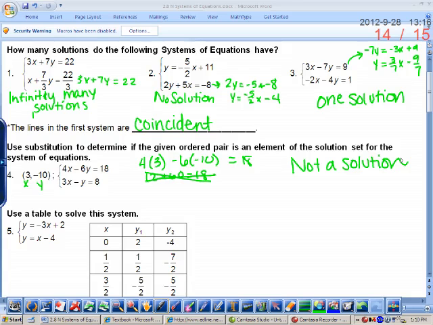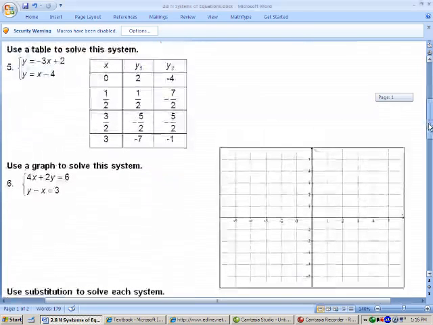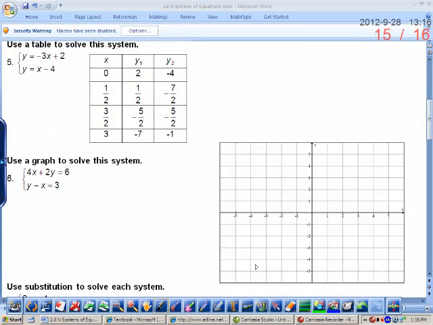All right, look at that table in number 5. They've used the equations on the left to create this table. How can I use that table to find my solution? I don't even have to, just by looking at it.